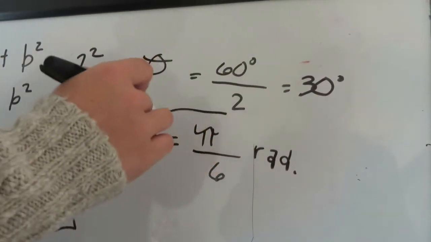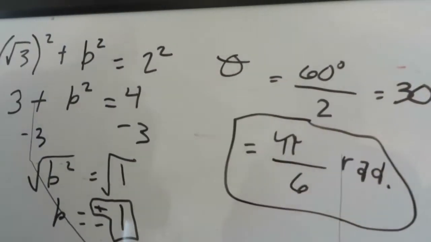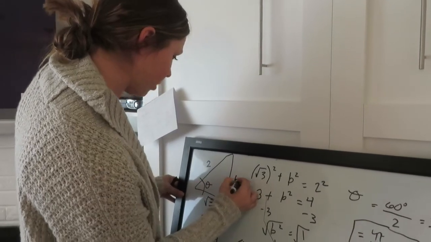And that's how you do that. So that's going to be b equals 1.